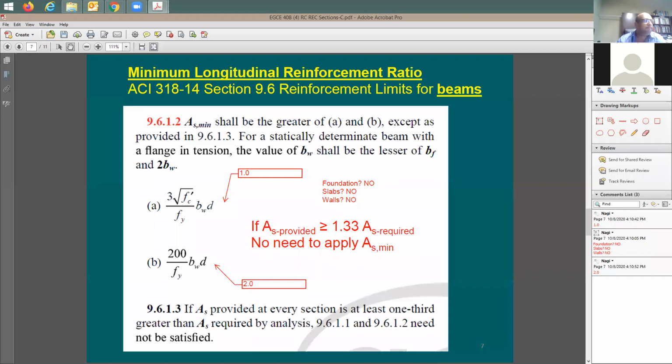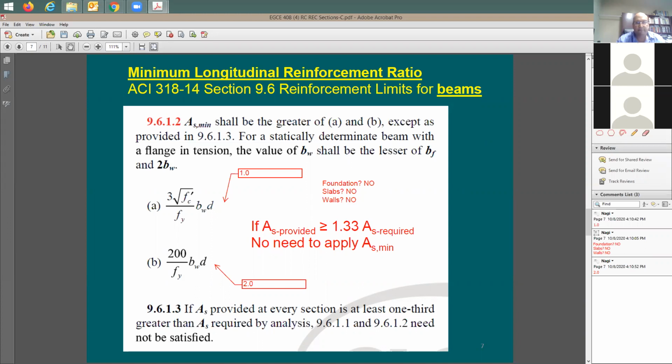Let's start. So again, what we have in this slide that I added to slide set number 4 is about the minimum reinforcement needed for beams. As we said, for foundation doesn't apply, for slabs this doesn't apply, for walls it doesn't apply.